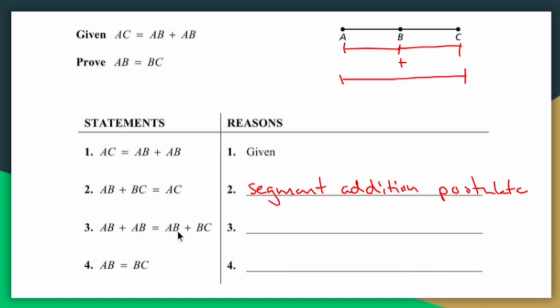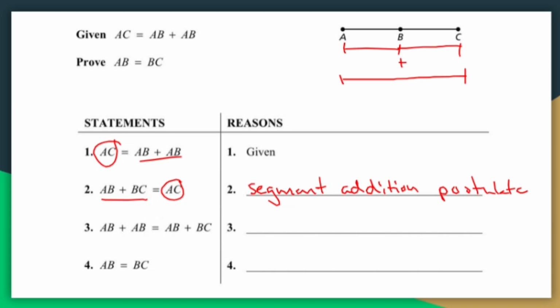Now they went from AB plus BC equals AC, and they turned that into AB plus AB equals AB plus BC. What gives them the right to do that? Well, very often, a step or a statement comes from a combination of two previous statements. This is what I notice, that AC is AB plus AB. AC also happens to be AB plus BC. So if AC is this and AC is that, then this equals that.